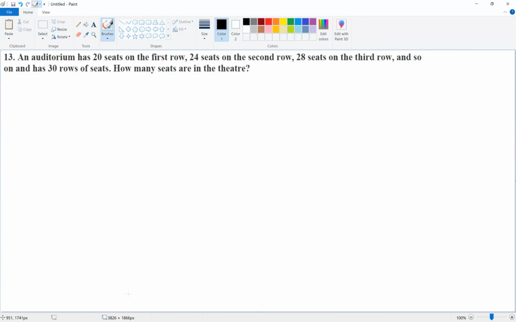So for number 13, what I did was u1 equals 20, u2 equals 24, u3 equals 28. Based on this, we know that d equals 4, and the total number of terms is 30. To first find the sum of the first 30 terms in order to find the total number of seats, we need to find what the 30th term is.